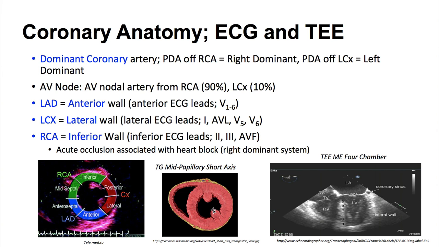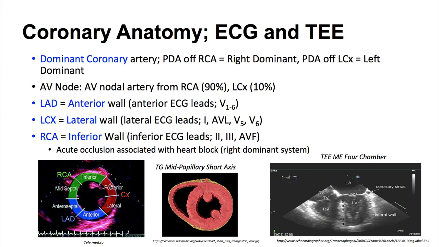In the graphic below, we'll look at the picture in the middle first, which is the transgastric mid-papillary short axis with the posterior medial and the anterior lateral papillary muscles shown, as well as the left ventricle, right ventricle. And on the far left here, you can see in green what represents the distribution of the right coronary artery, which is the inferior wall and the part of the septum, while the blue represents the distribution of the LAD, anteroseptal and anterior, and the red represents the circumflex distribution, which is the lateral wall.